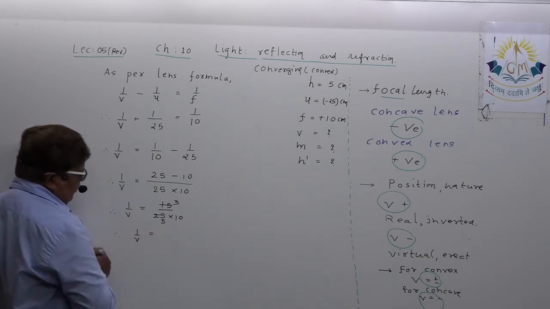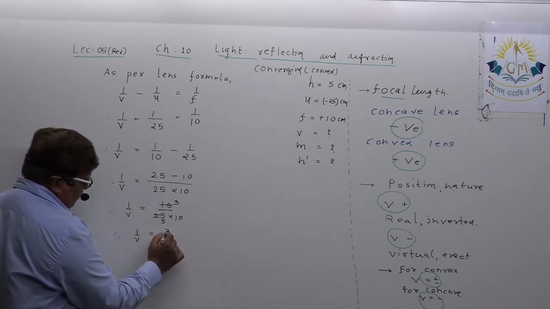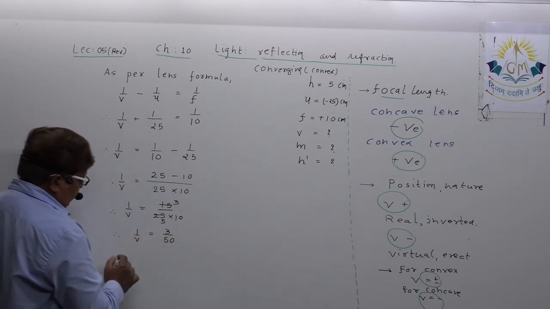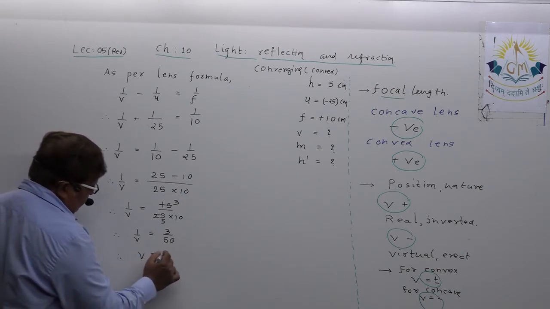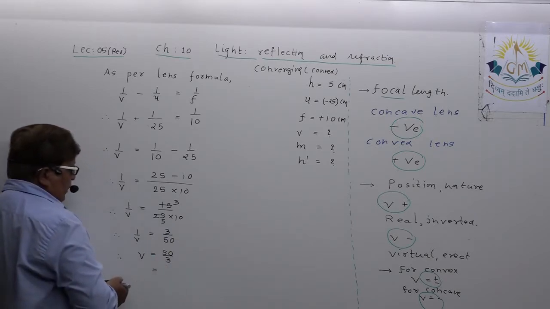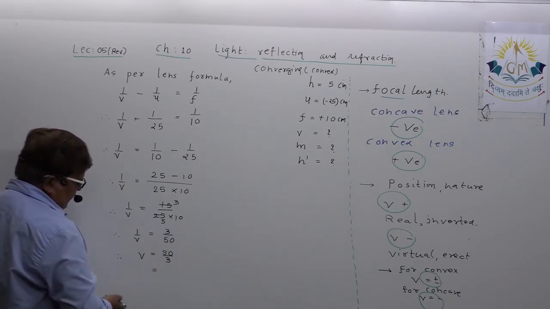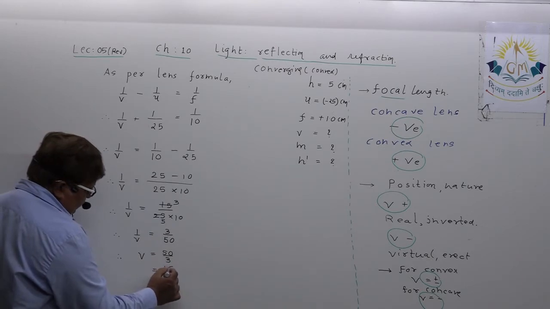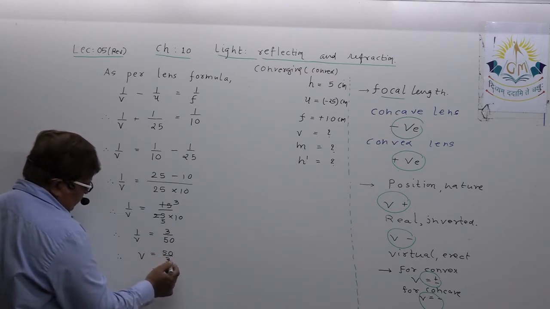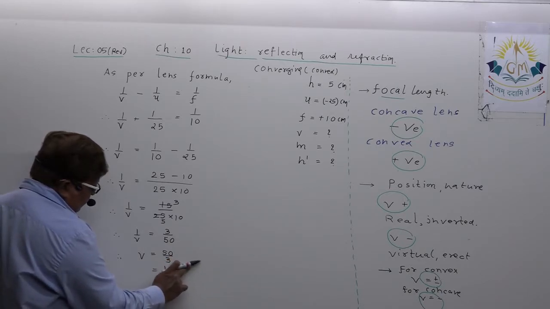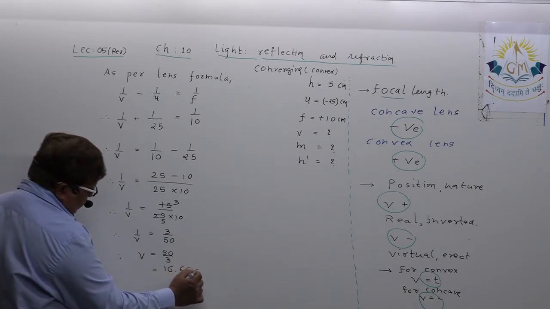So 1 upon V equals 3 upon 50. Just reciprocalize it: 50 upon 3. If you just carry out the cancellation, 3 sixteens are 48, 2 left. 3 sixes are 18, 2 left. This is going to continue.